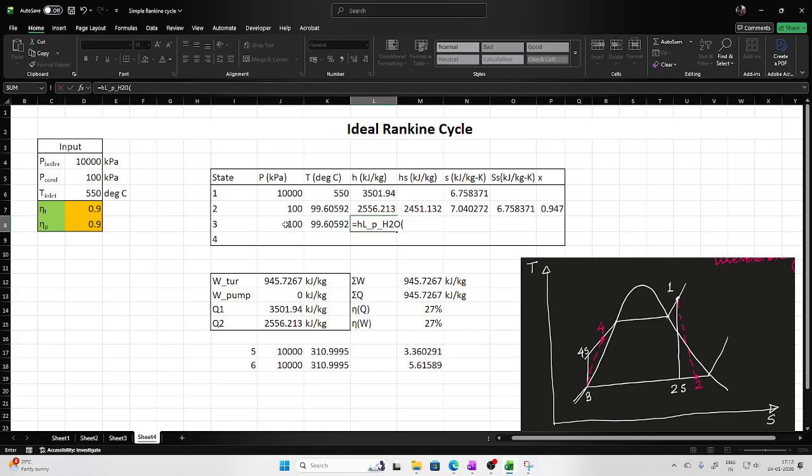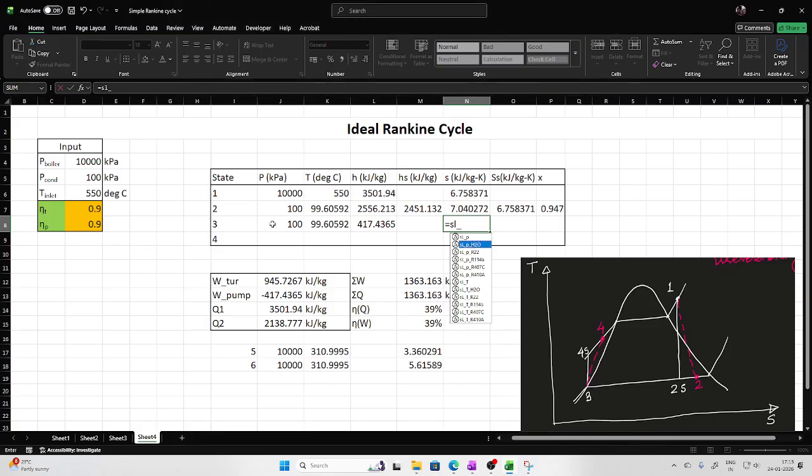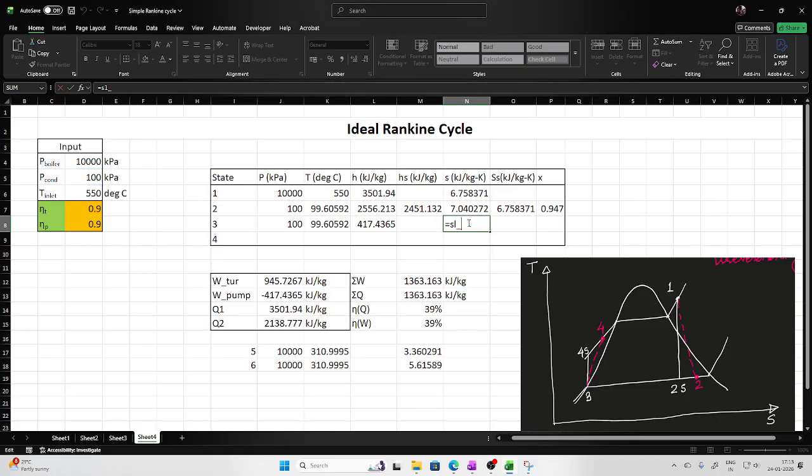Then comes the entropy. So it is the entropy of saturated liquid based on pressure, for water, this is the one. Okay, done. Now point number 4. We cannot evaluate it directly, we have to first evaluate 4s. So what is the pressure at 4s? It is the same as the boiler pressure.